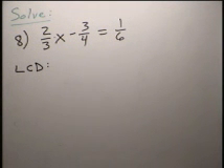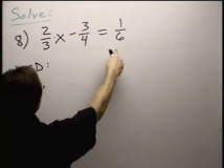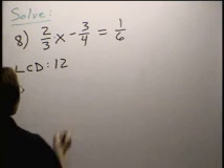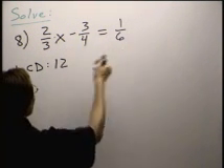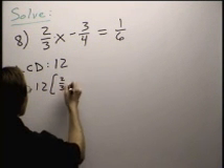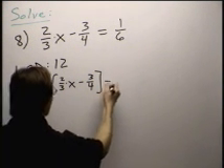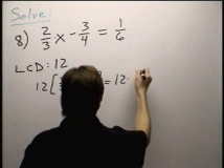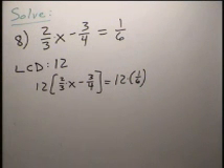Okay? So, the least common denominator of 3, 4, and 6 is 12. So what we do is we multiply on the left-hand side and on the right-hand side by 12. Now, after we simplify this, we're going to find that the fractions have disappeared.